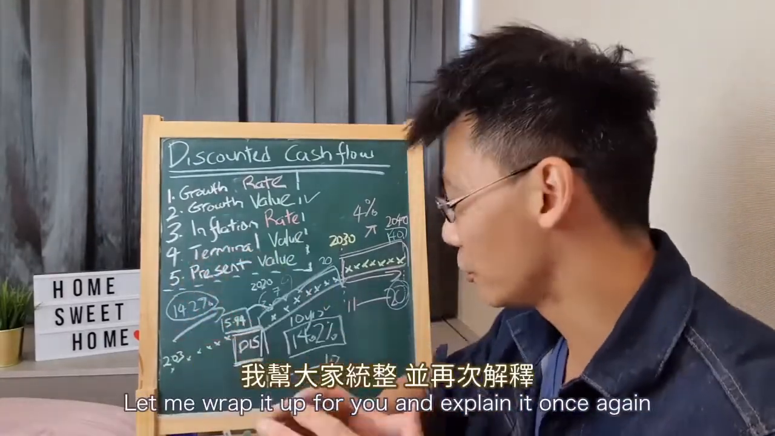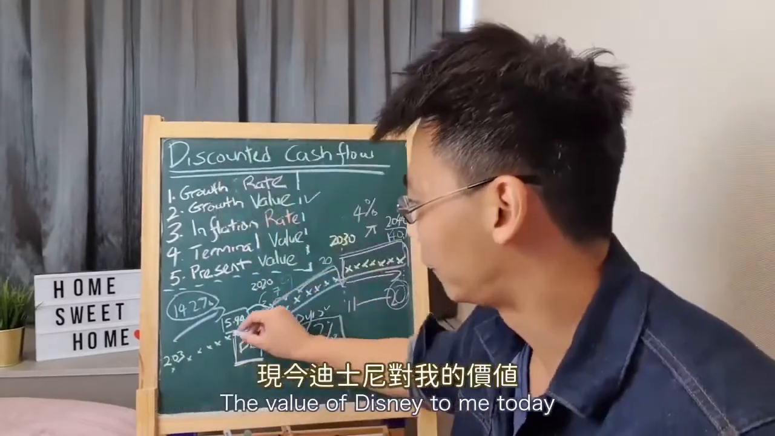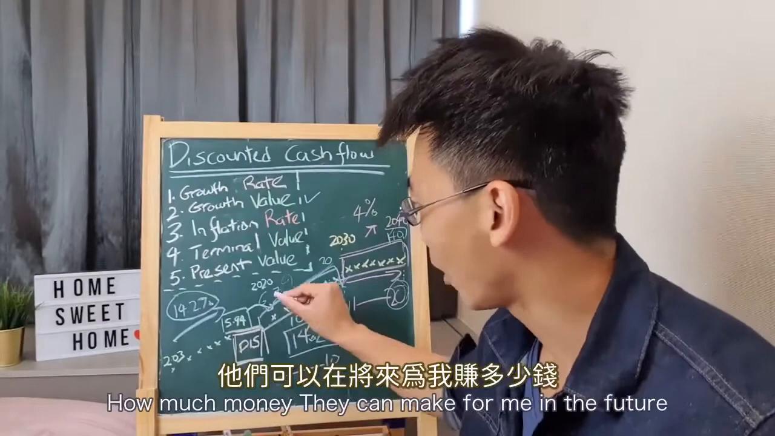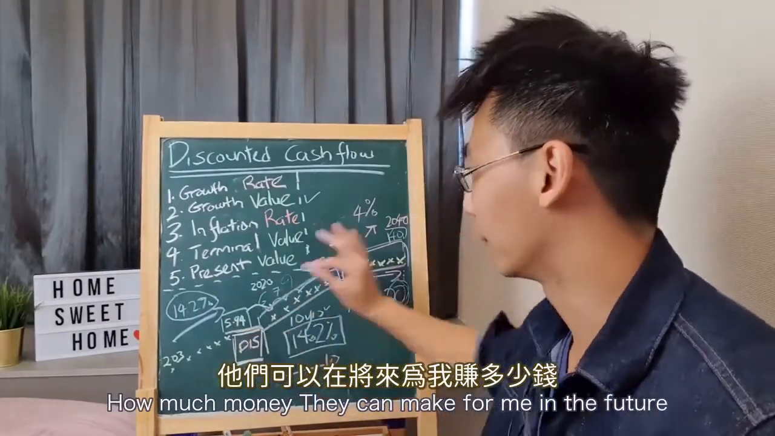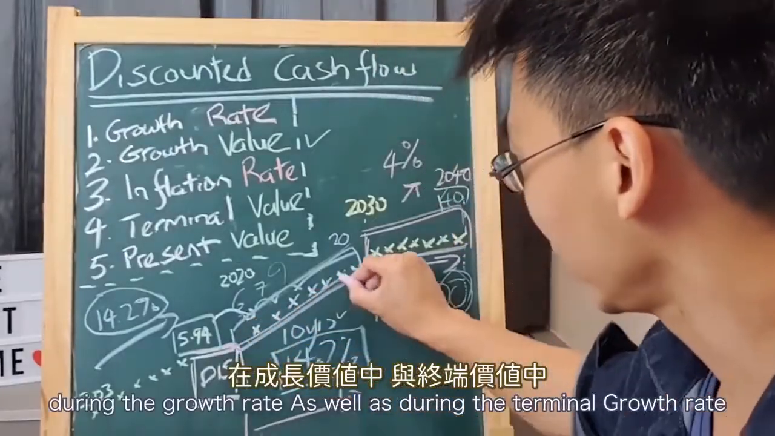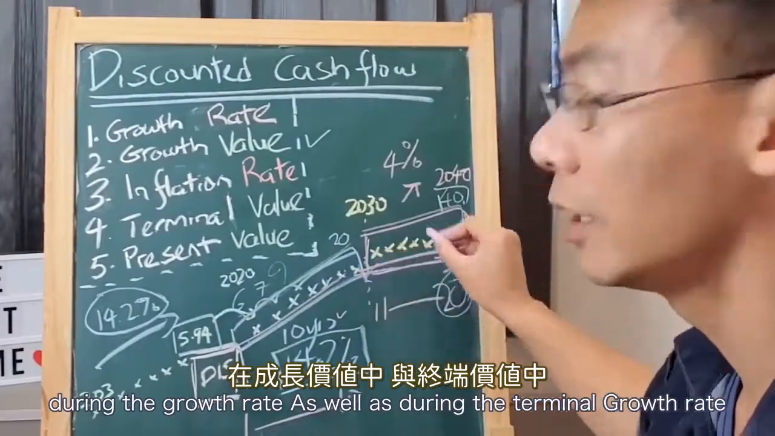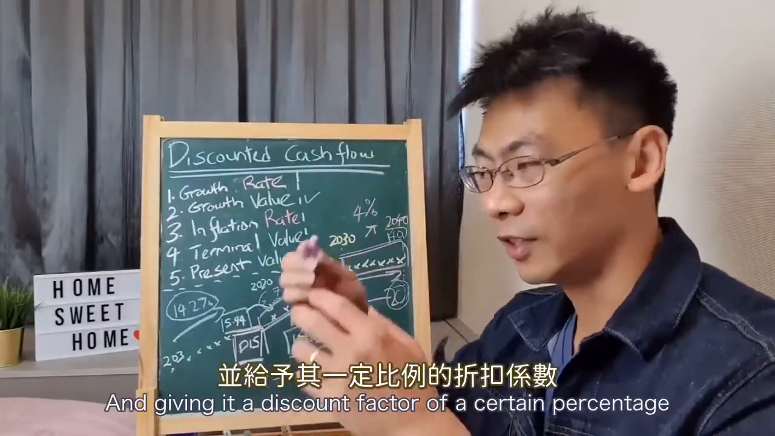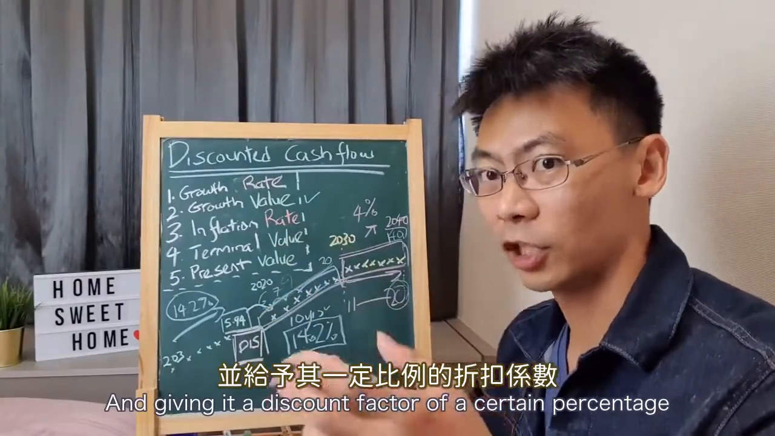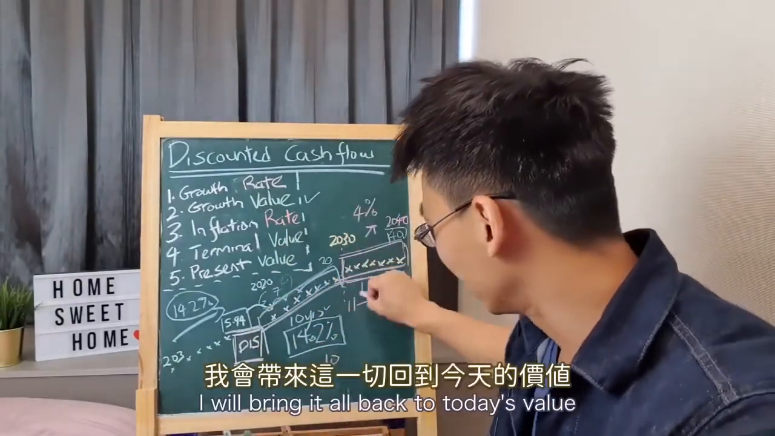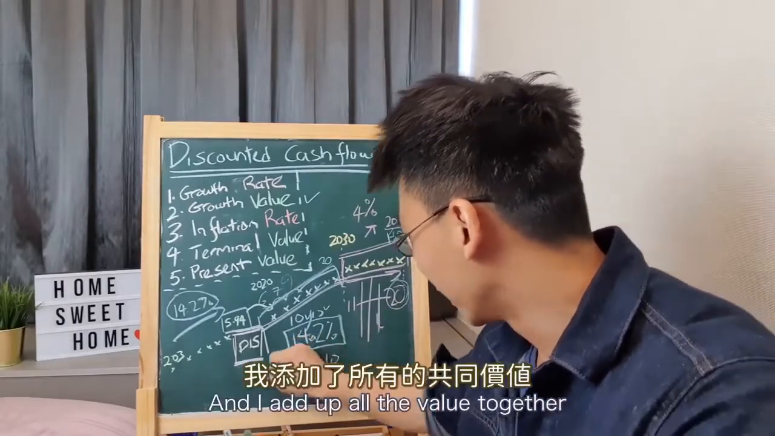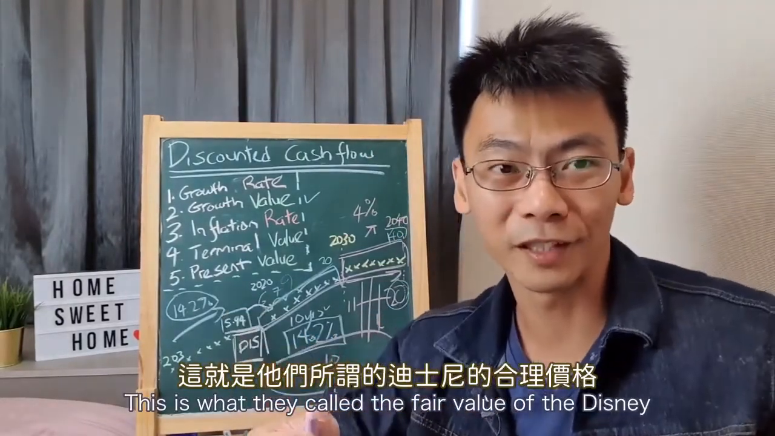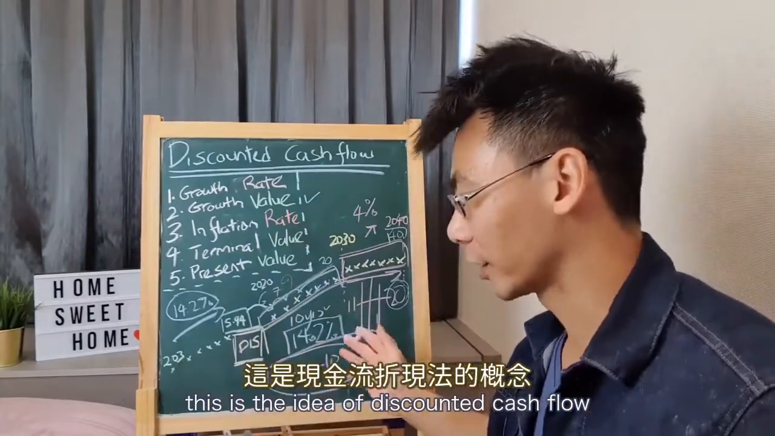Let me wrap it up for you and explain it once again. The value of Disney to me today depends on a few things. Number one, how much money they can make for me in the future, during the growth rate as well as during the terminal growth rate. Adding up all this money together and giving it a discount factor of a certain percentage, in this case 15%, I will bring it all back to today's value and I add up all the value together. This is what they call the fair value of Disney. So this is the idea of discounted cash flow.